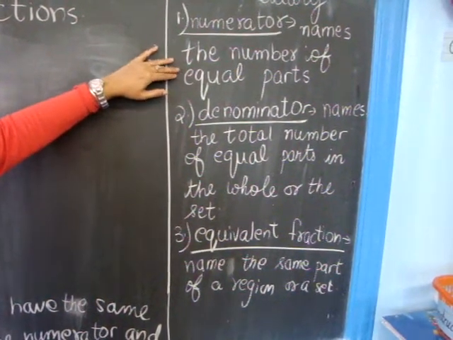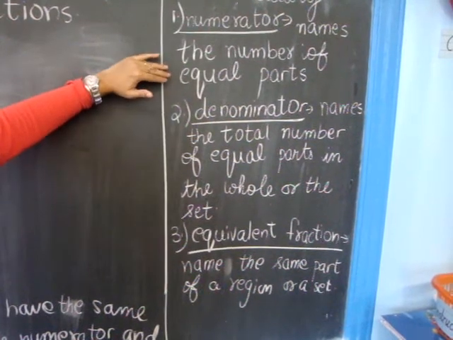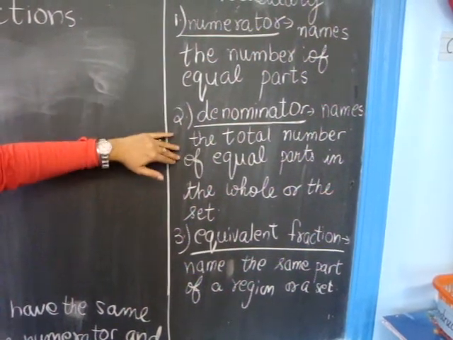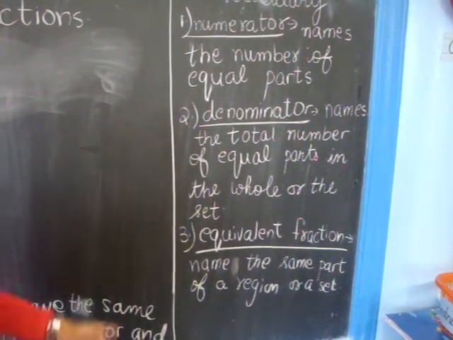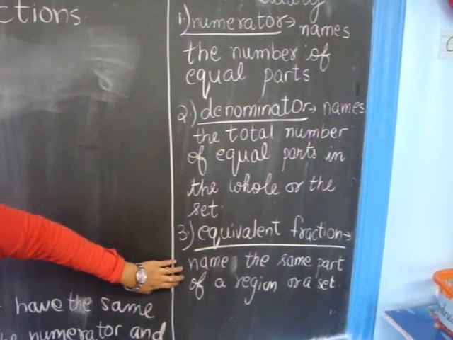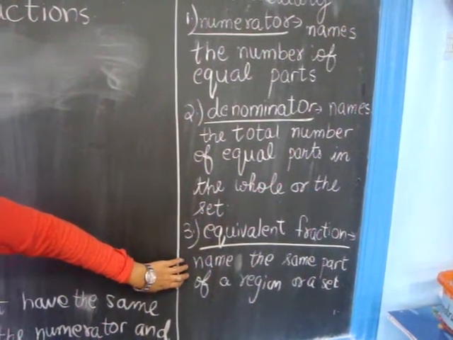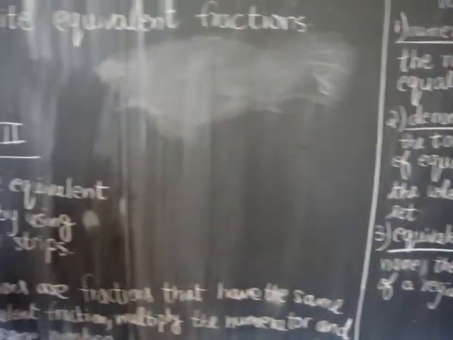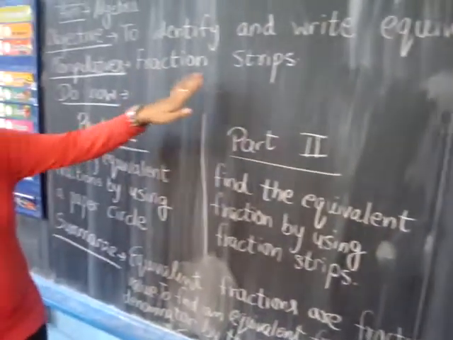Numerator stands for name. Numerators are the names of the equal parts. Denominator names the total number of equal parts in the whole or the set. An equivalent fraction names the same part of a region or a set. The manipulatives I'll be using in this lesson are fraction strips.